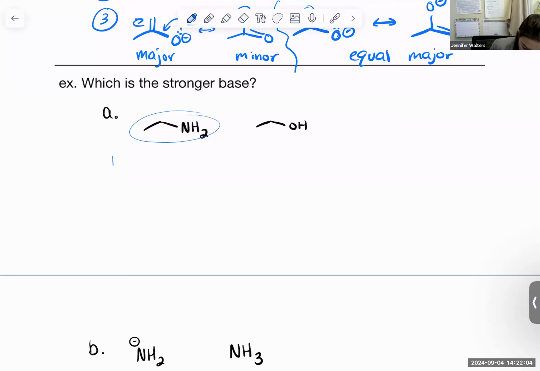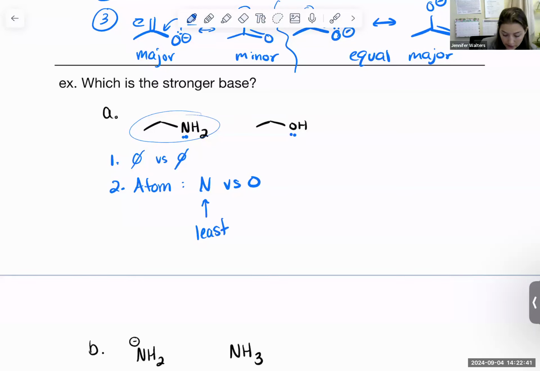When we go through our factors, they're both neutral, so charge doesn't impact us. Then we look at our atom. We are comparing nitrogen versus oxygen because those are the atoms that have lone pairs of electrons. So that's going to be the most basic site on these molecules. So when comparing nitrogen versus oxygen, for the base, I want the less electronegative atom now. For acid, it was most electronegative. So base is just the opposite conclusion. So now I want the least electronegative atom, or I should say less electronegative atom.